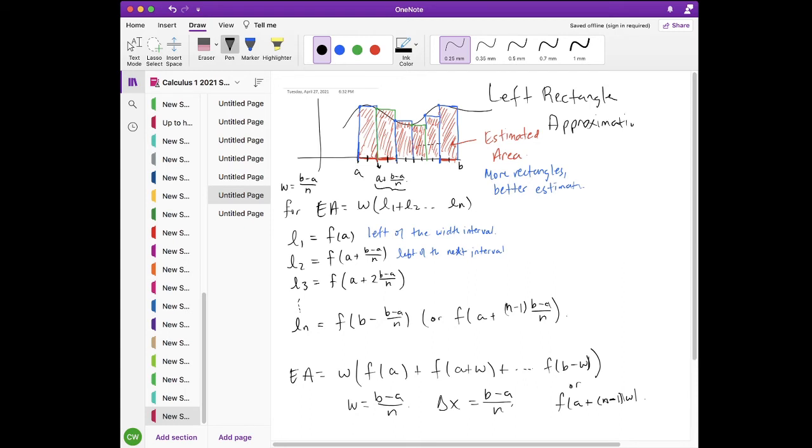So the left means where is the height? As you can imagine, when we do right rectangle approximation, we're going to define the height of a rectangle to be the rightmost endpoint.